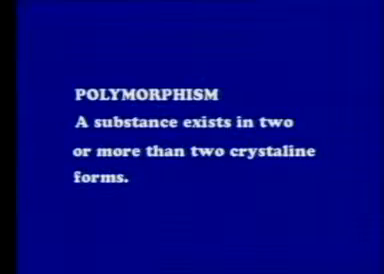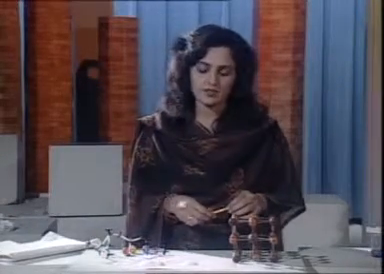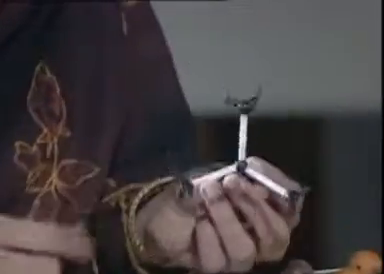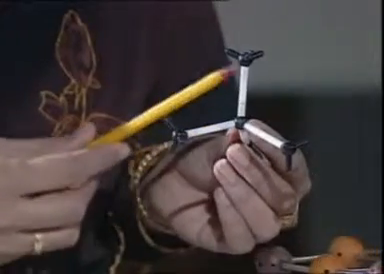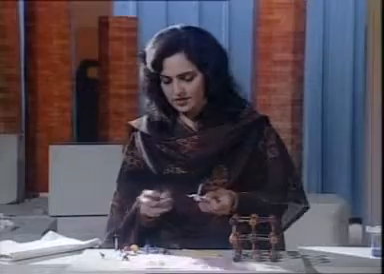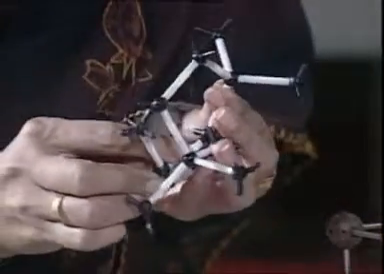Polymorphism is the phenomenon in which a substance exists in two or more crystalline forms. For example, carbon. Carbon has three allotropic forms: diamond, graphite, and buckyballs. It also exists in amorphous forms, for example, coal, charcoal, but here we are discussing the crystals of diamond and graphite. A unit cell in diamond can be represented by this model. Each carbon atom is linked with four other carbon atoms through covalent bonds, and this unit cell is repeated several times, and we get a network pattern which accounts for the hardness in diamond.